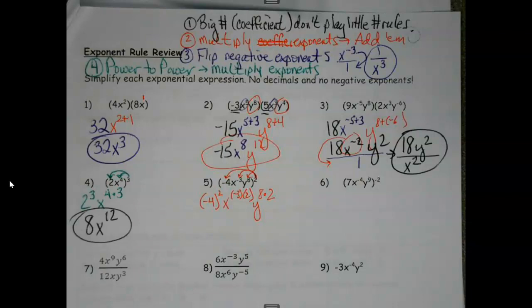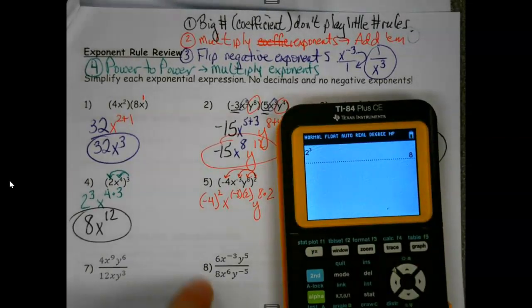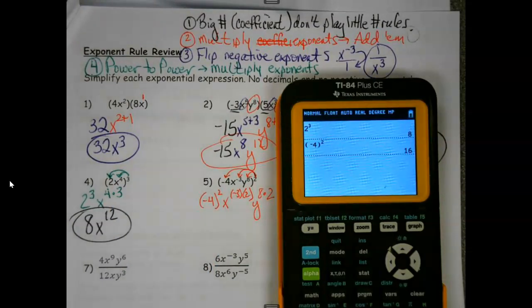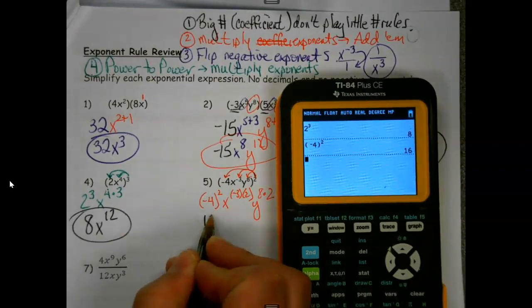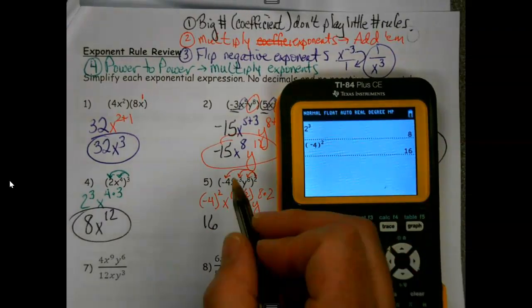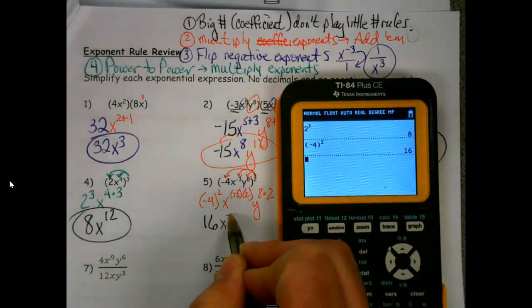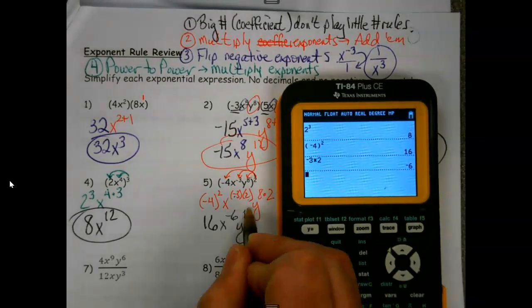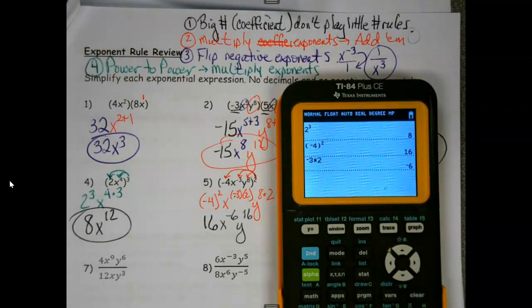Anytime there's an exponent outside the parentheses, we need to make sure that it gets to everything inside, exponents and coefficients as well. So, again, if I'm not sure what this is, make sure the parentheses are there with your negative. Negative 4 squared, negative 4 times negative 4 is 16. Negative 3 times 2 is negative 6. And again, there's no shame if you're not sure about signs to use the calculator. That's what they're here for. And y to the 16.